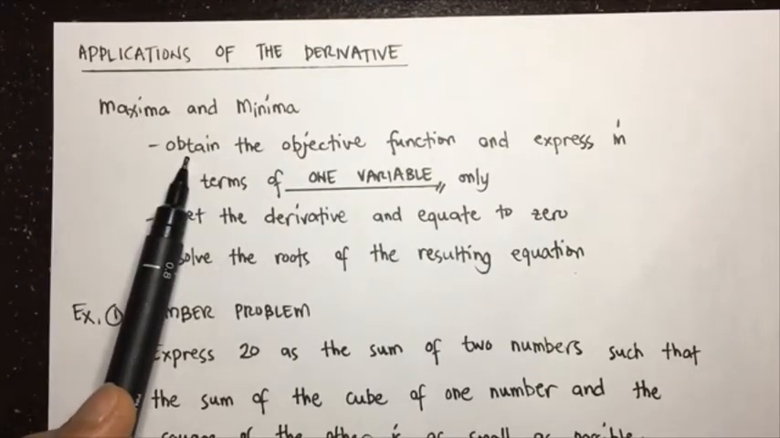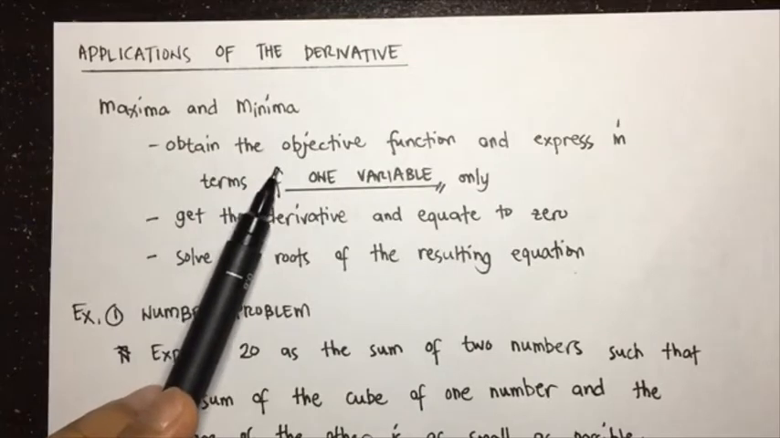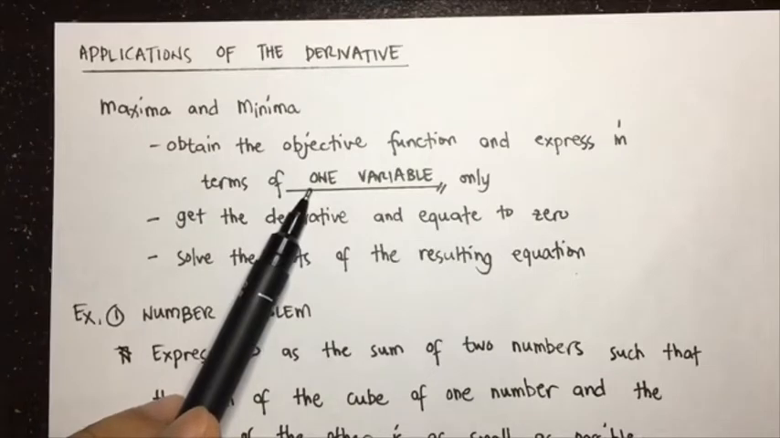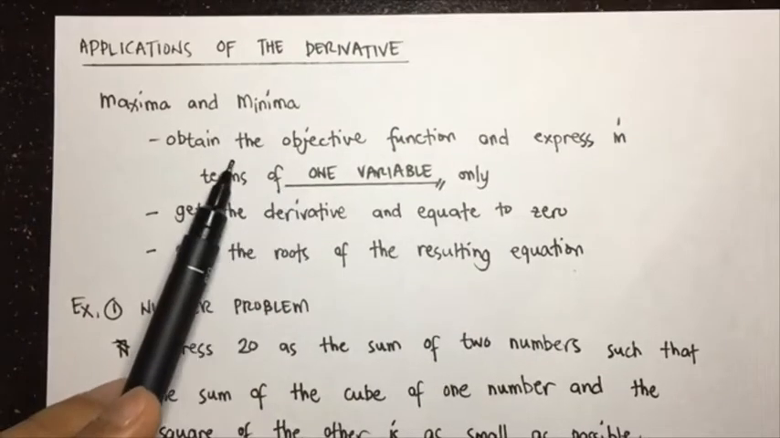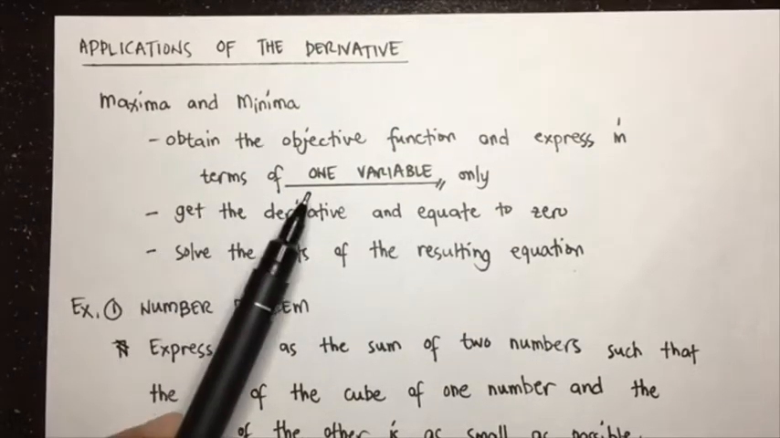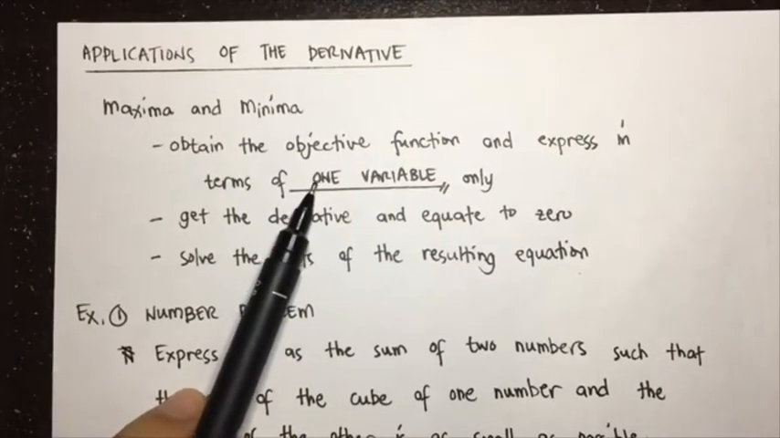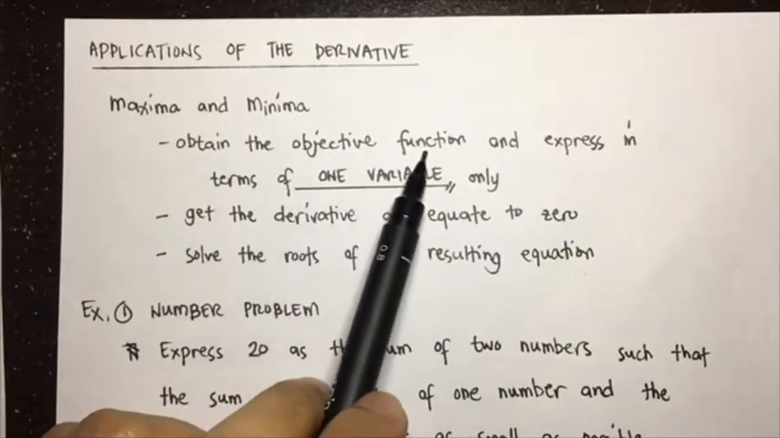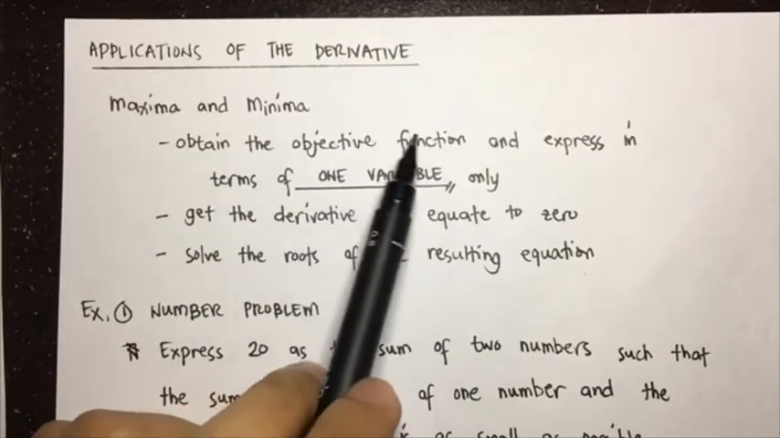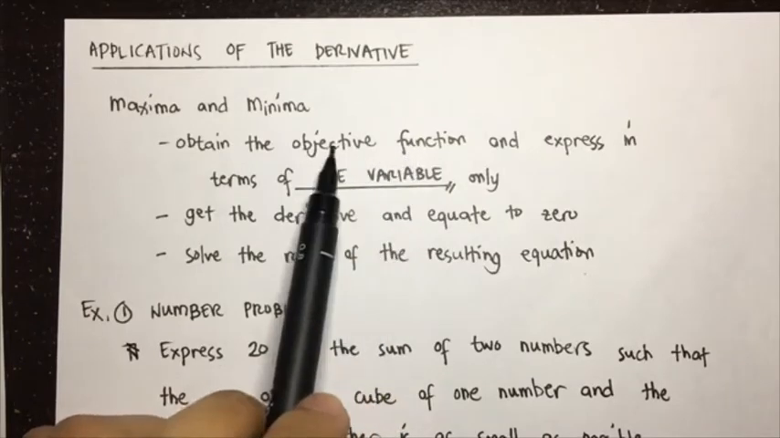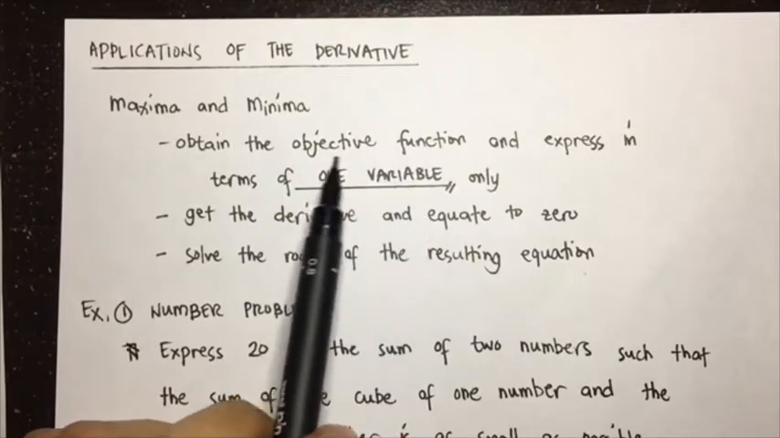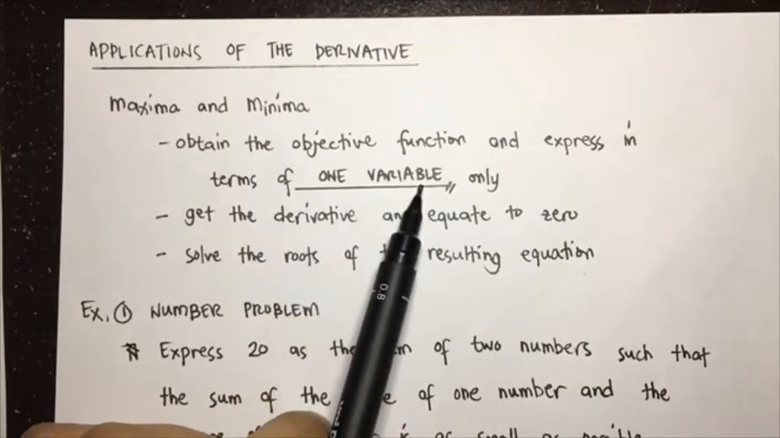The first is we need to obtain the objective function and express it in terms of one variable only. If the problem gives us more than one variable, we will try to express the function which we would like to maximize or minimize, using algebraic manipulation, in terms of one variable only.